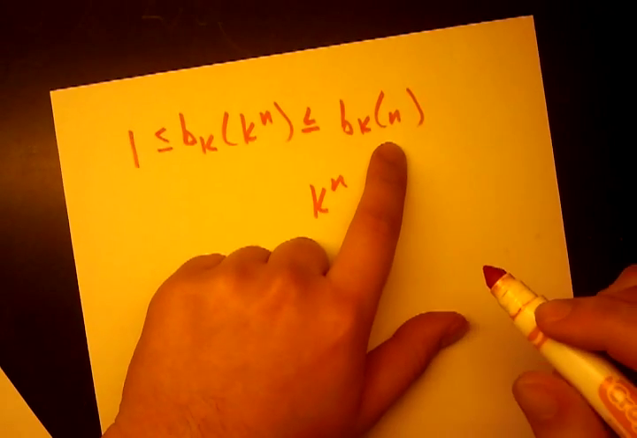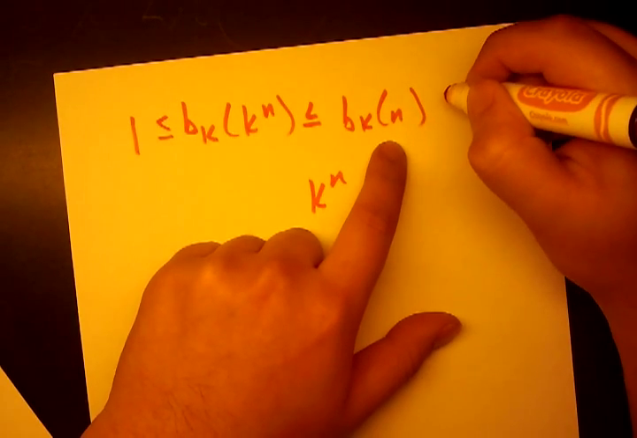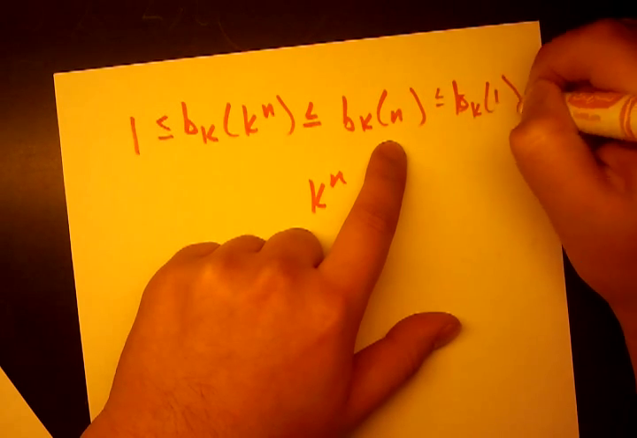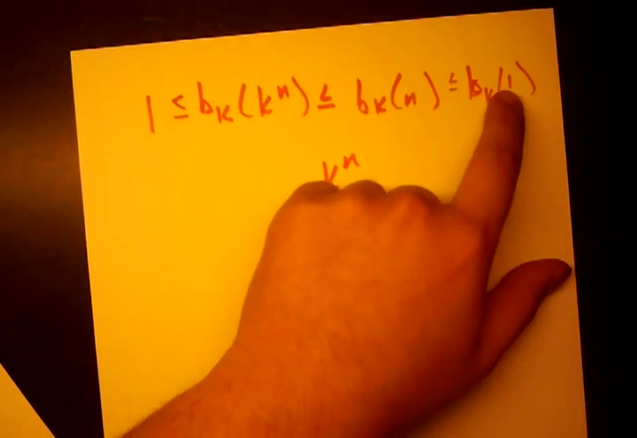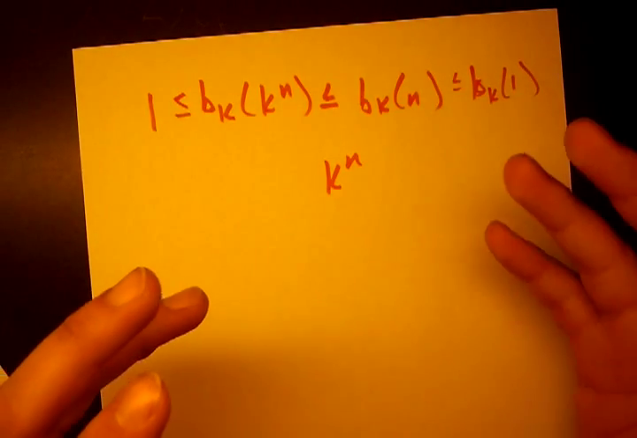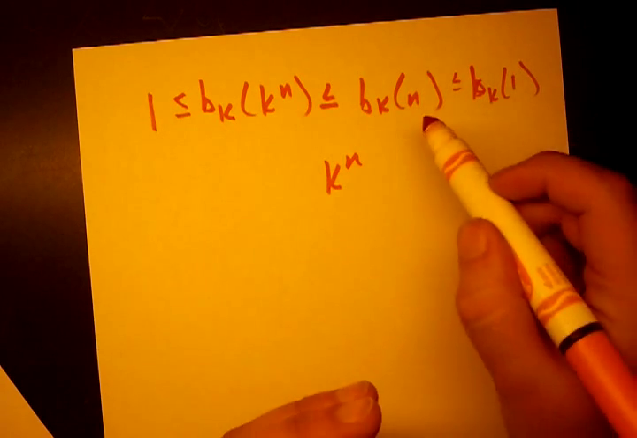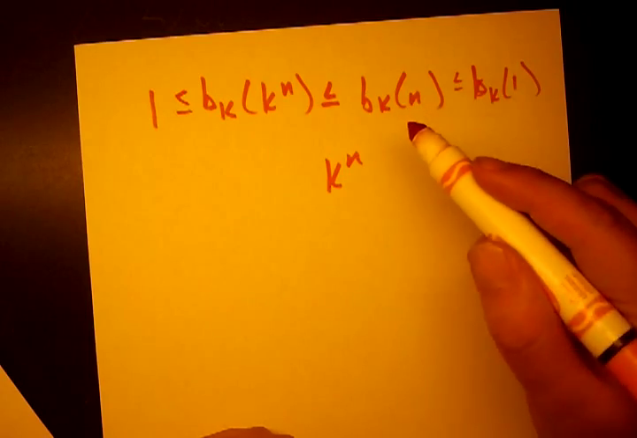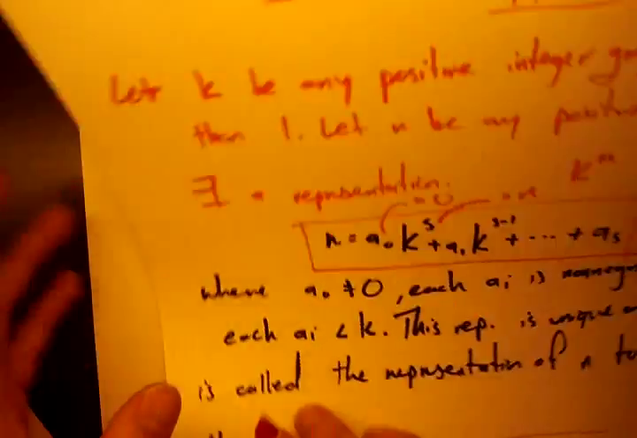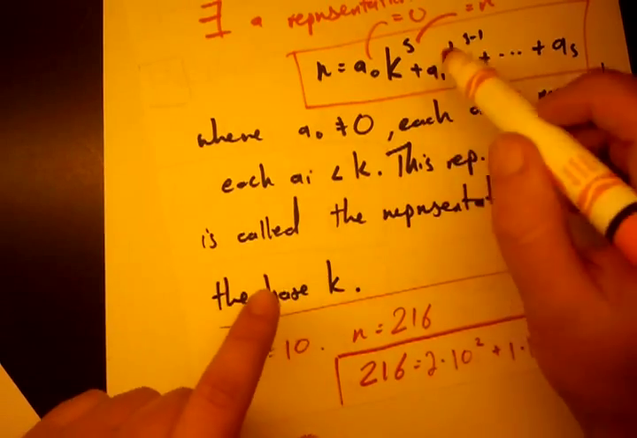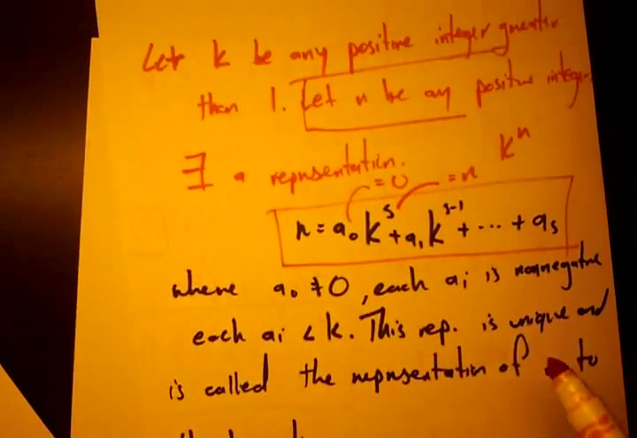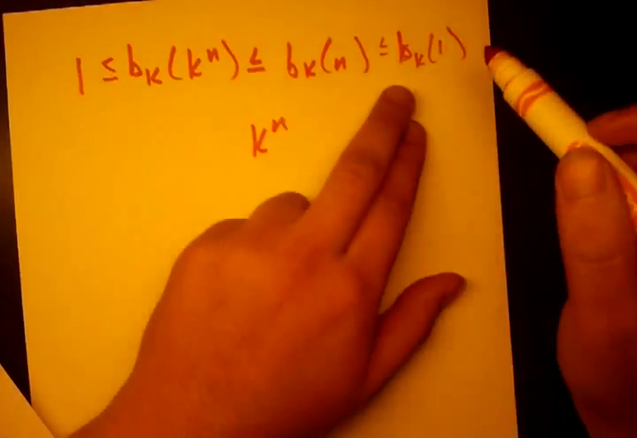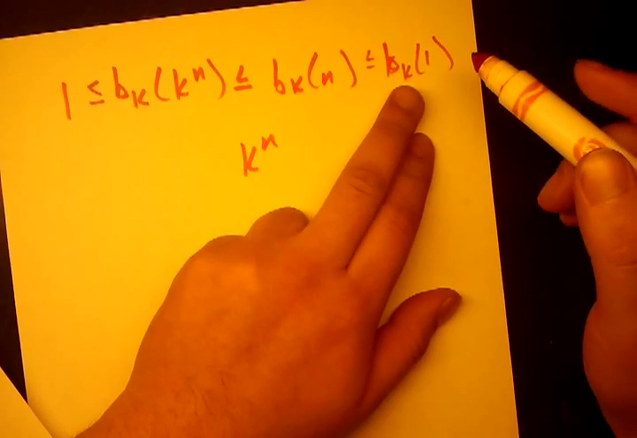And we know this is true. We also know that b sub k of n is going to be less than or equal to b sub k of 1. Because remember, the lower the number in the parentheses gets, the count is always greater than or equal to that of a number higher than it. And n, remember, the lowest it can be is 1, because we established in the very first place, where'd it go? Let n be any positive integer. So we know that this is less than or equal to b sub k of 1.